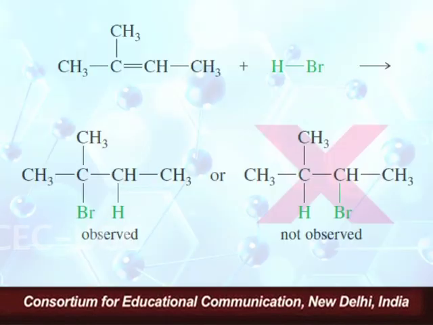So now let us look into a few more examples. If we look at the example of 2-methyl-2-butene with HBr, then what is observed is that 2-bromo-2-methylbutane is the major product and not 2-bromo-3-methylbutane.